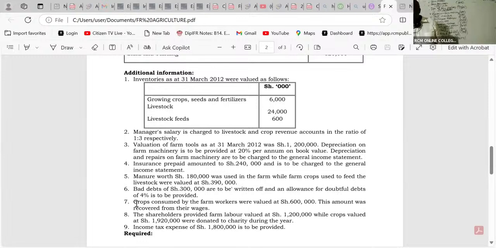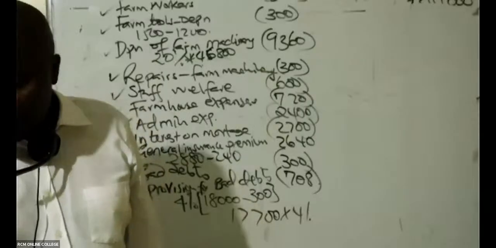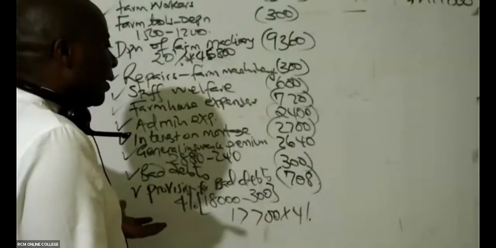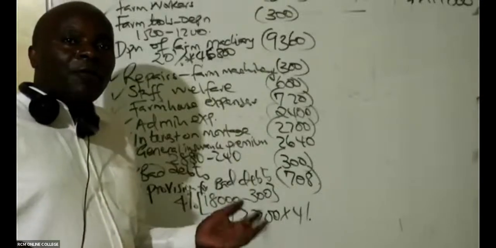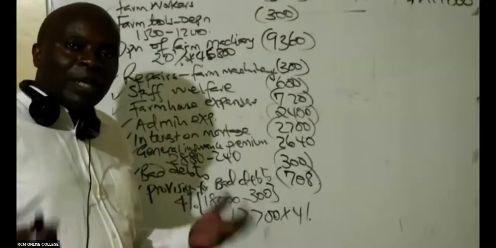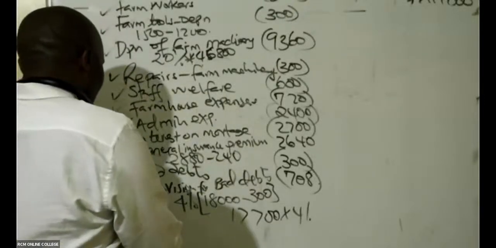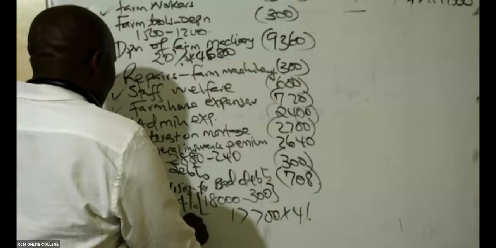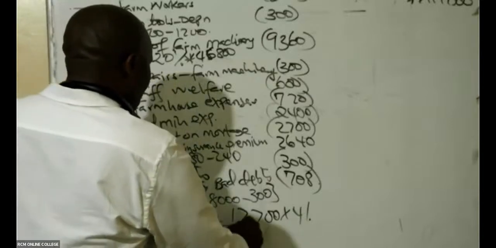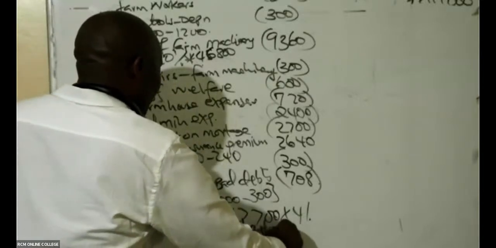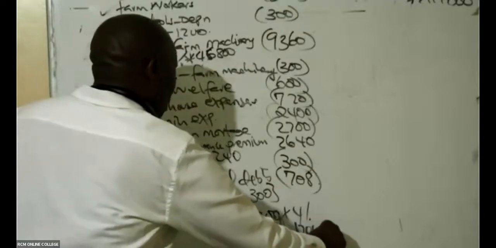The shareholders provided the farm labor valued at 1,200. Now we need to come and remove it here. In this case we have a labor cost attributed to shareholders. It's an expense. We can't say that we have gotten free labor. No, we have to pay these guys in one way or the other. So here we have labor cost to shareholders. Our figures are in thousands, 1,200.